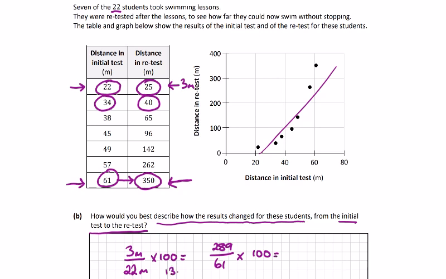This one gives 13.63, actually 13.6% improvement. The other one is a quadrupling, nearly 289 divided by 61. Will be a 473% improvement. So I talk about the more they swam at the beginning, after lessons, the more they could swim at the end.